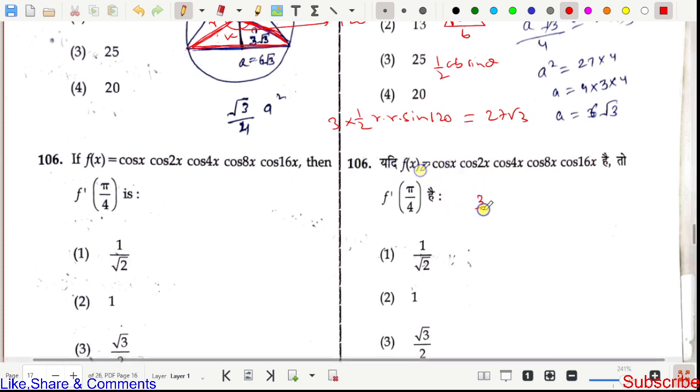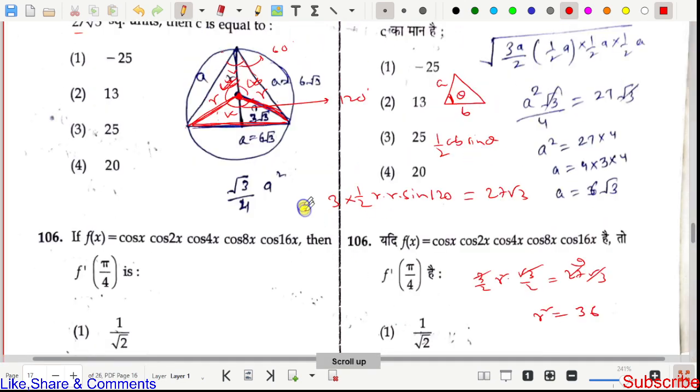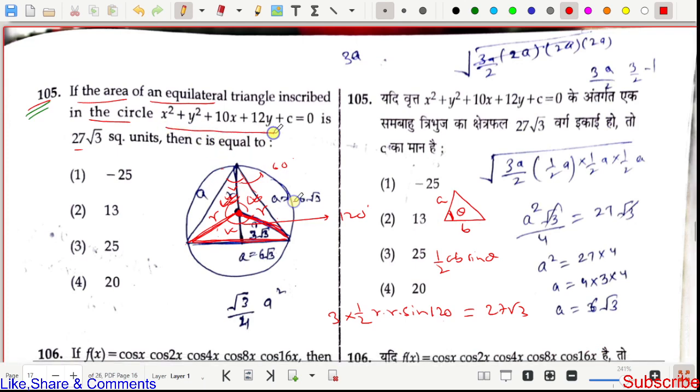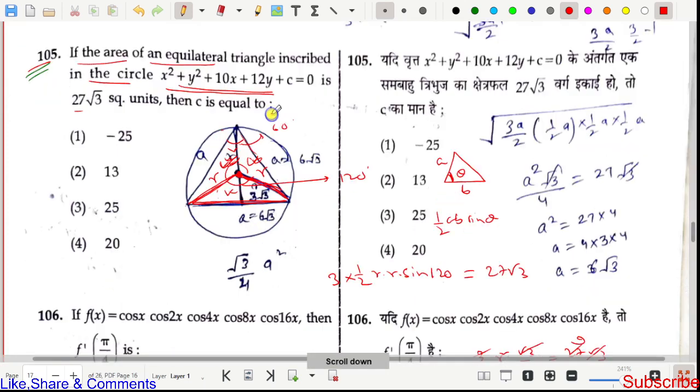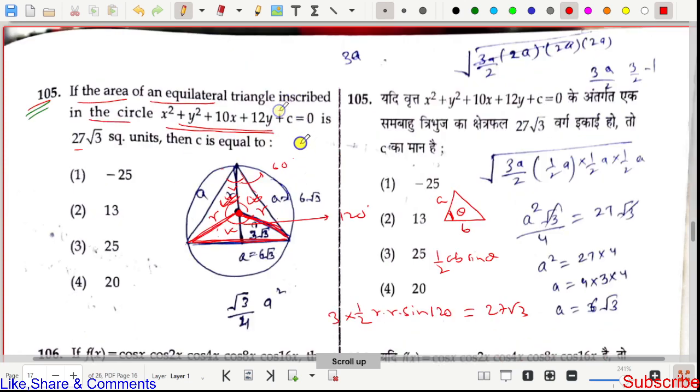So this is 3 by 2 r square, the value of sine 120 is root 3 by 2, equals 27 root 3. So root 3 cancels out, 27 by 3 is 9, so the r square value is 36. Clear? And from the given equation of the circle, we can find the radius of the circle. Since it is, the value of g is half of the coefficient of x, that is 5, f is half of the coefficient of y, that is 6, and c is c.